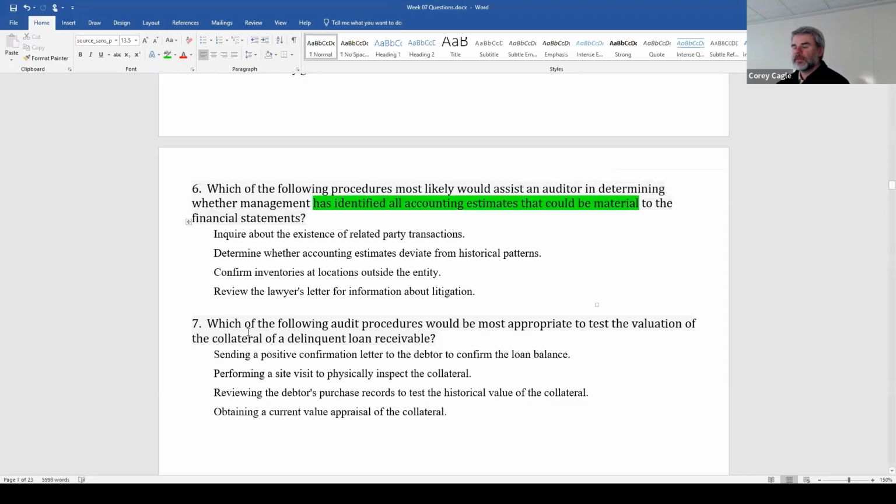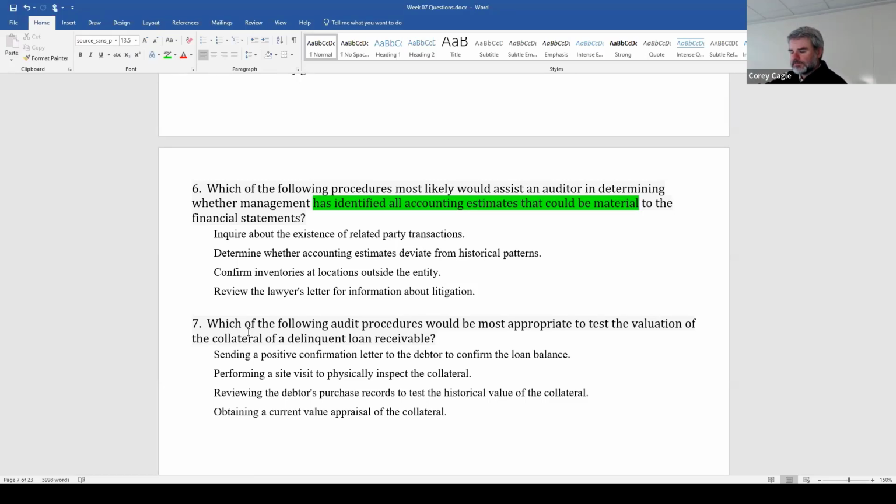All right. A says inquire about the existence of related party transactions. That's got nothing to do with accounting estimates, so I'm throwing that one out. B says we're going to determine whether accounting estimates deviate from historical patterns. I mean, that could kind of get at it a little bit. Really, what we're trying to land on is whether all accounting estimates are being recorded.